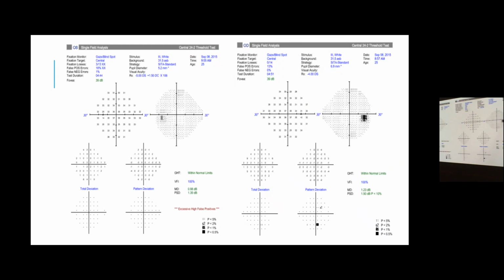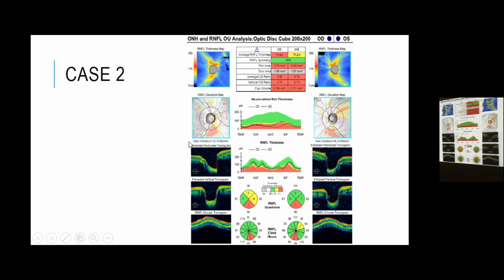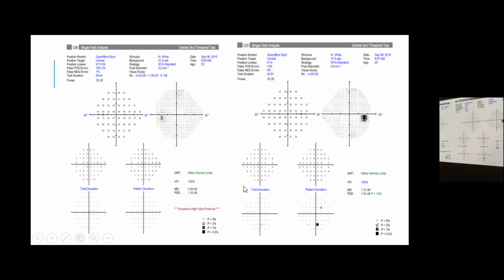Visual. Yes. So what do you think about the field? Okay. So we have cupping. Yeah, almost symmetrical, but we have a tilted disc. We have some nerve fiber layer changes, but with a normal field.